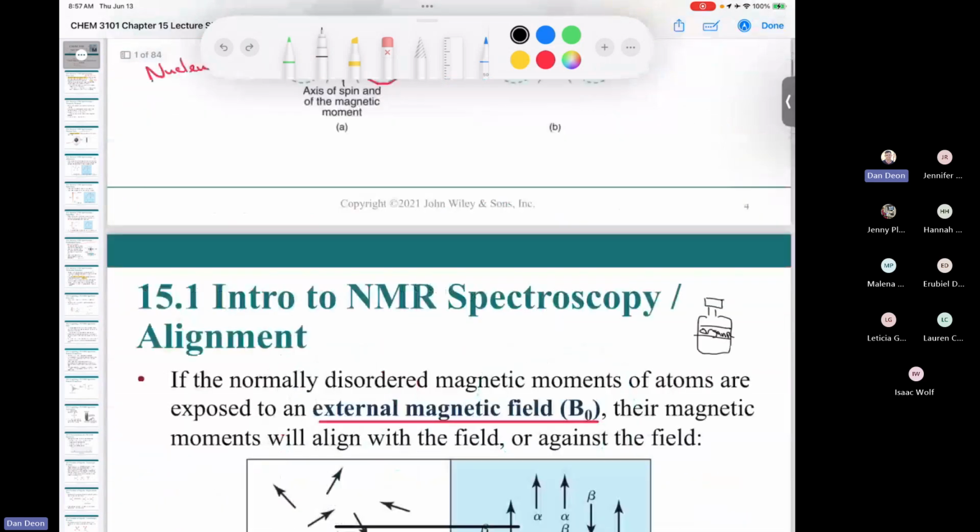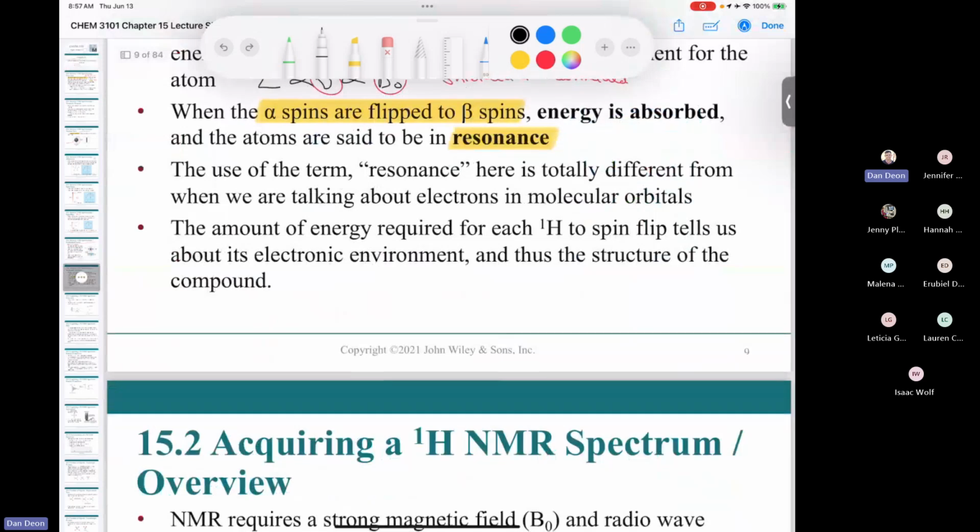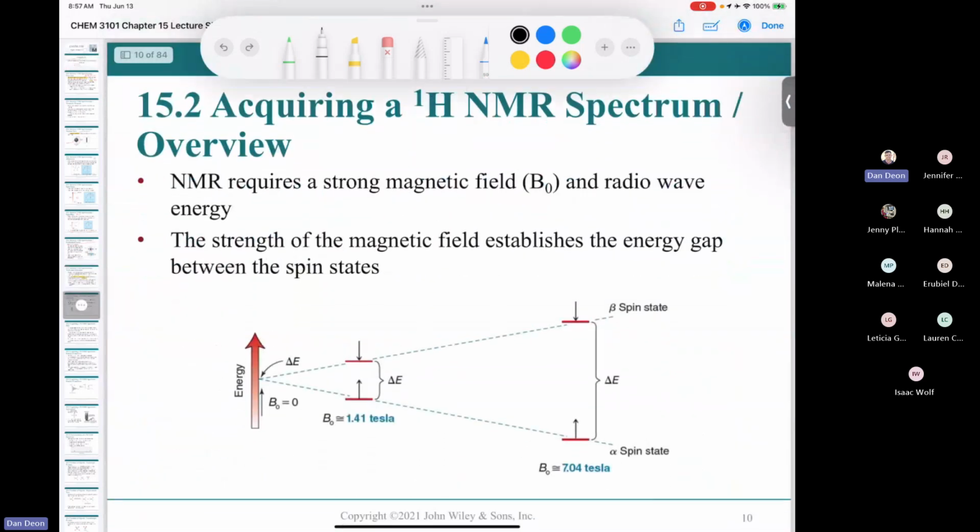So to go back to section 15.2, where is it? Right here, it says, NMR requires a very strong magnetic field. Okay, so we already talked about that. And it says the strength of the magnetic field establishes the energy gap between the spin states. We talked about that too. Now, you guys remember probably from physics class or maybe a physical science class that magnetic field strengths are measured in Tesla. So magnetic fields are measured in Tesla. And that's not really a huge thing. It's just the idea that the higher the magnetic field is, the bigger the energy gap.